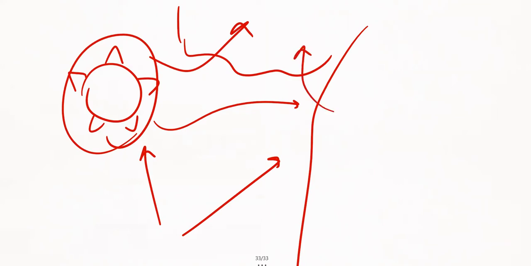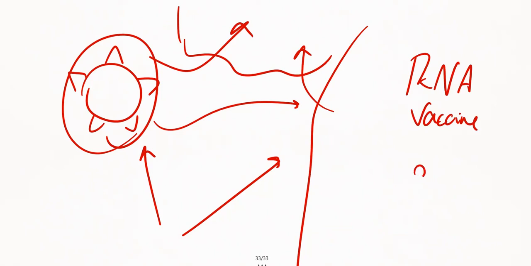And this is how we get protected from this virus, by giving our body a heads up that these spikes, if you see them, there's something wrong happening. And this is the concept of an RNA vaccine. You inject a small part of the viral genetic material into the person, letting the immune system know what is going to happen in the future, and the immune system is going to be ready to fight the infection very early on.